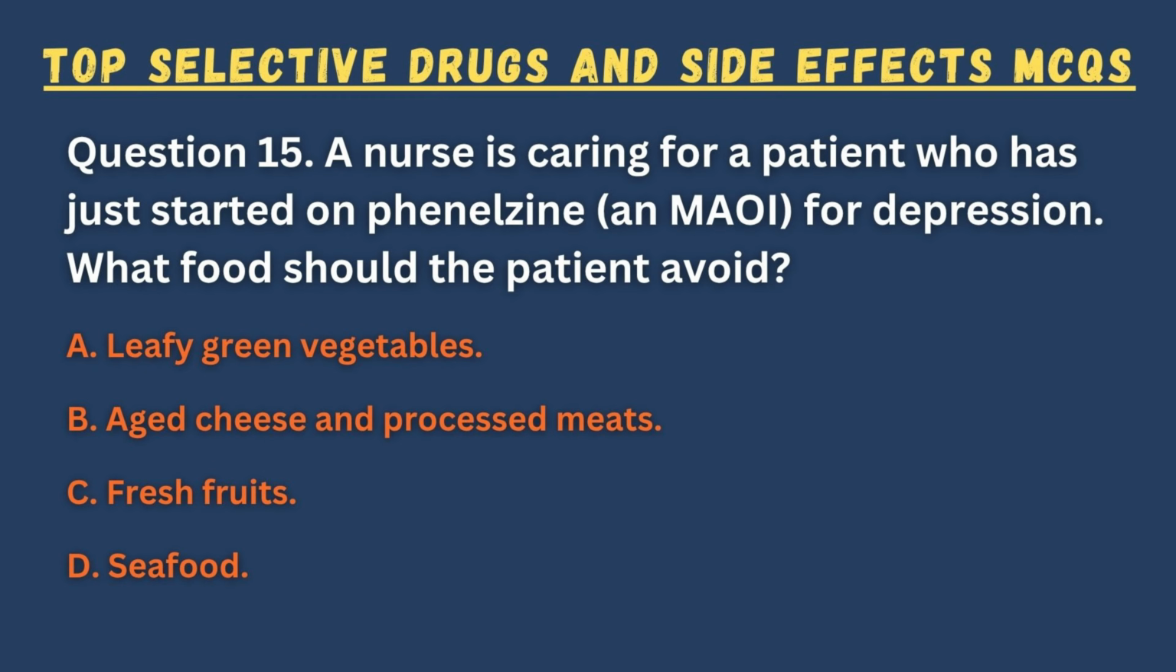Question 15. A nurse is caring for a patient who has just started on phenelzine, an MAOI, for depression. What food should the patient avoid? A. Leafy green vegetables. B. Aged cheese and processed meats. C. Fresh fruits. D. Seafood.